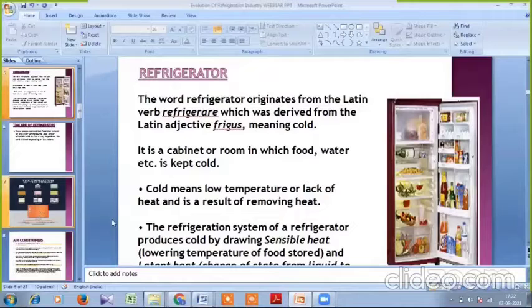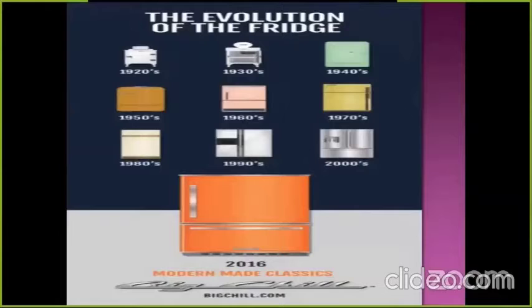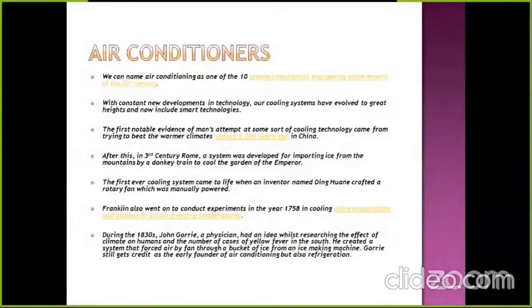This is the evolution of refrigerators from the 1920s until now. Next we'll be going to air conditioners. Air conditioners are considered one of the 10 greatest inventions made in the 20th century.